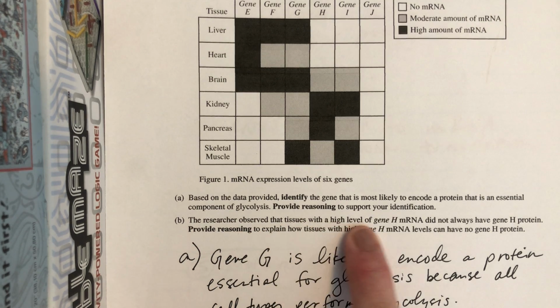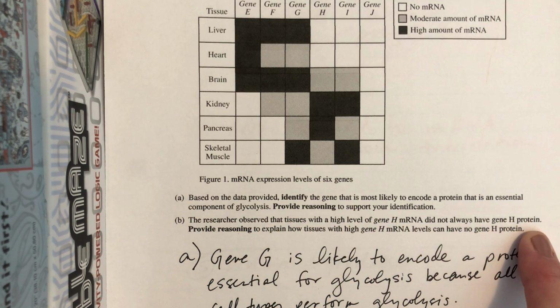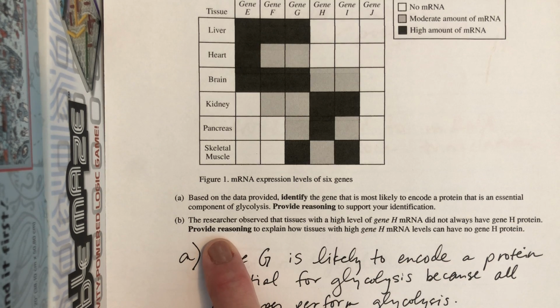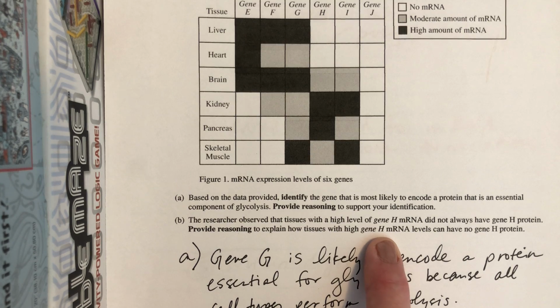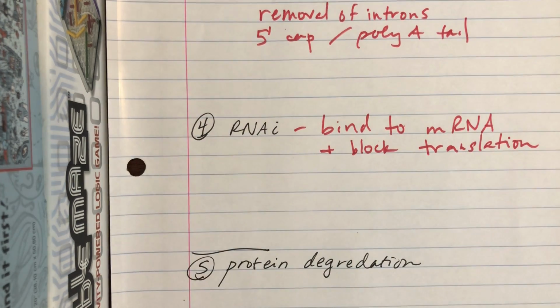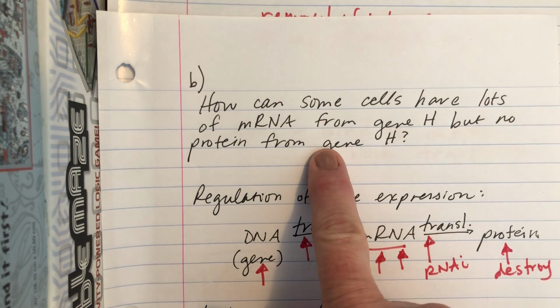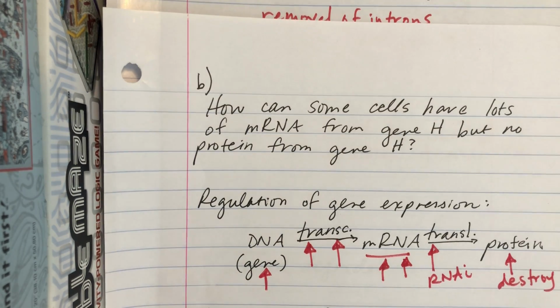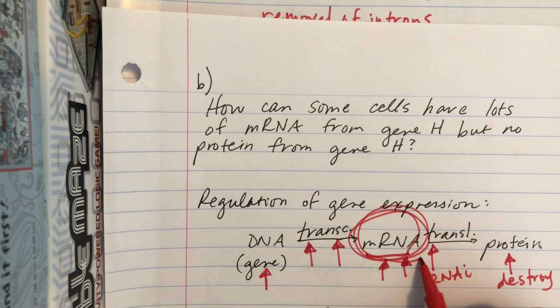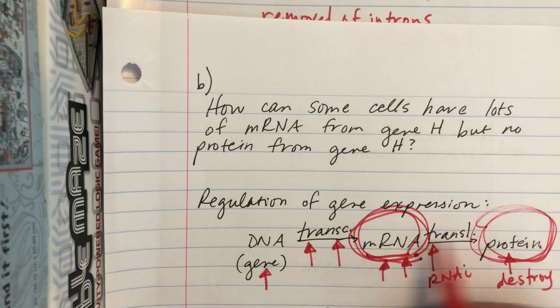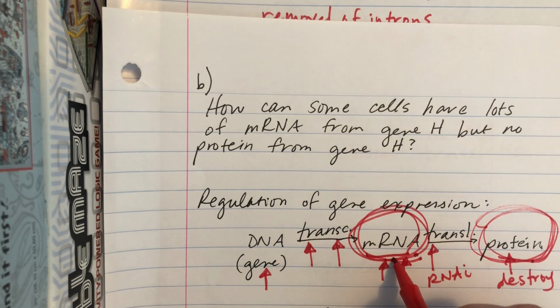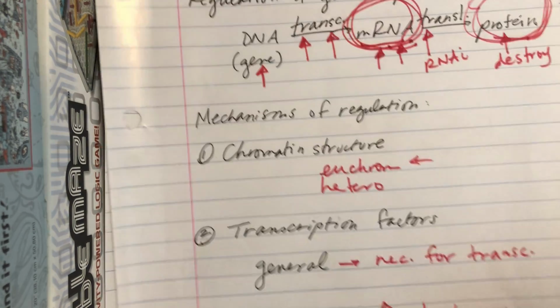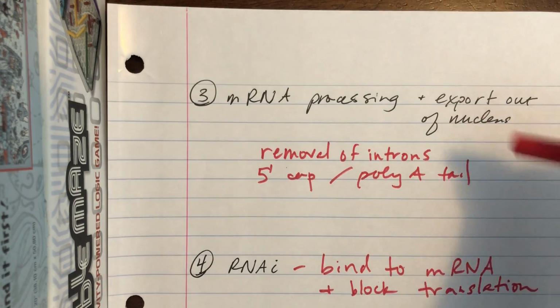The researcher observed that tissues with high levels of gene H mRNA did not always have gene H protein. Provide reasoning to explain how it is possible to have lots of mRNA for a gene and have no protein. Another way of saying that is, how can some cells have lots of mRNA from gene H but no protein from gene H? So basically I just repeated myself. The answer is, we have to look at ways gene expression is regulated from right here to right here. Something must be happening between mRNA and protein to get the positive test for the mRNA, but no protein present. So it's not going to be this stuff. It's going to be one of these.